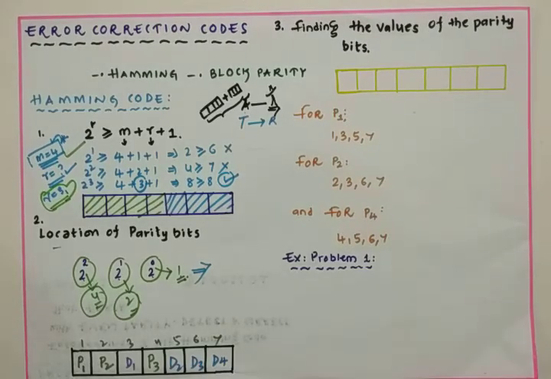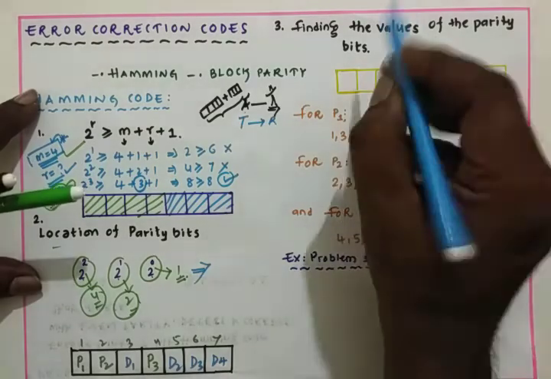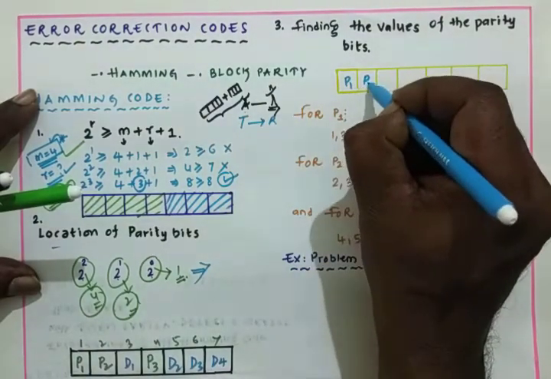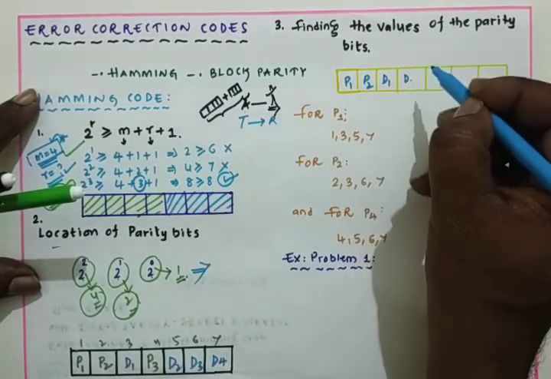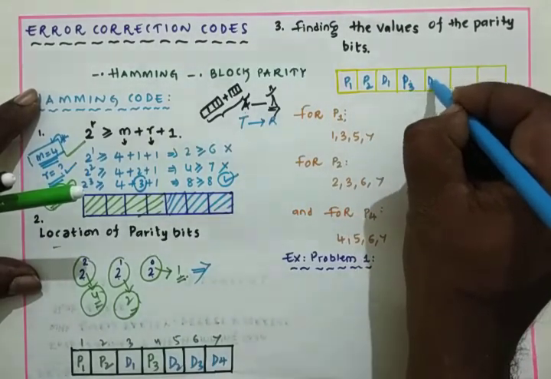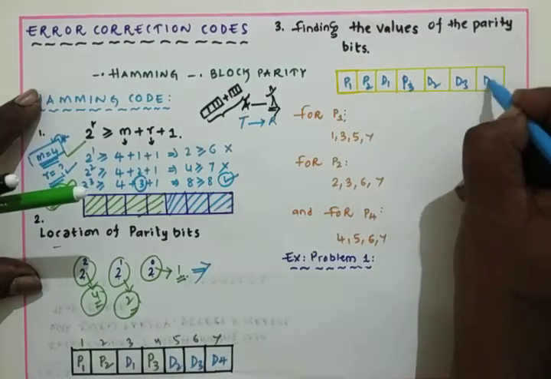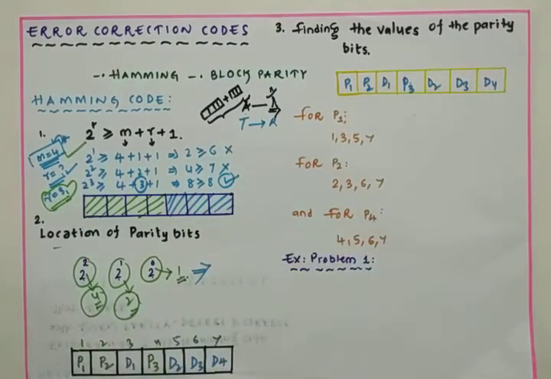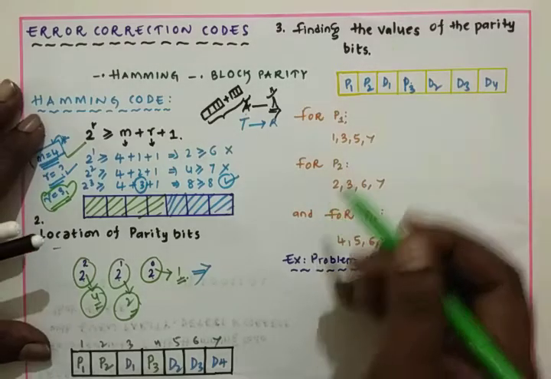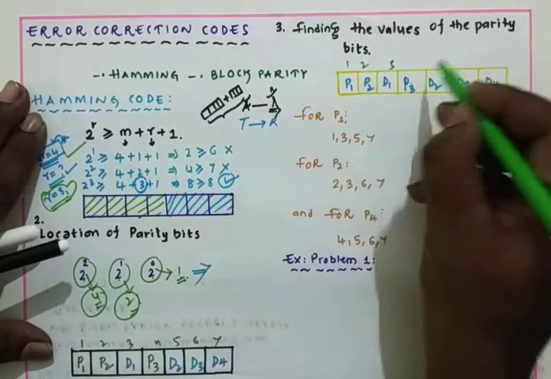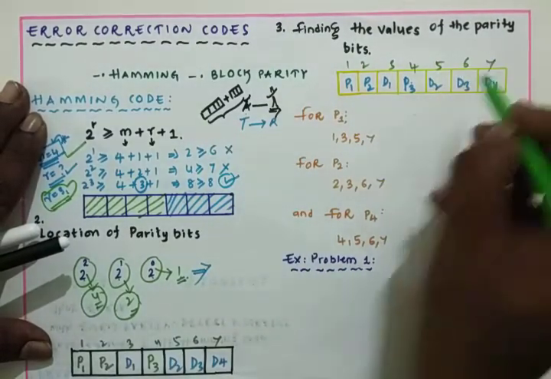Then, coming to finding the values of the parity. Now we have the complete structure. I can write this as P1, P2, D1, then P3, D2, D3 and D4, where D represents the data and P represents the parity, and we can number the positions 1, 2, 3, 4, 5, 6 and 7.